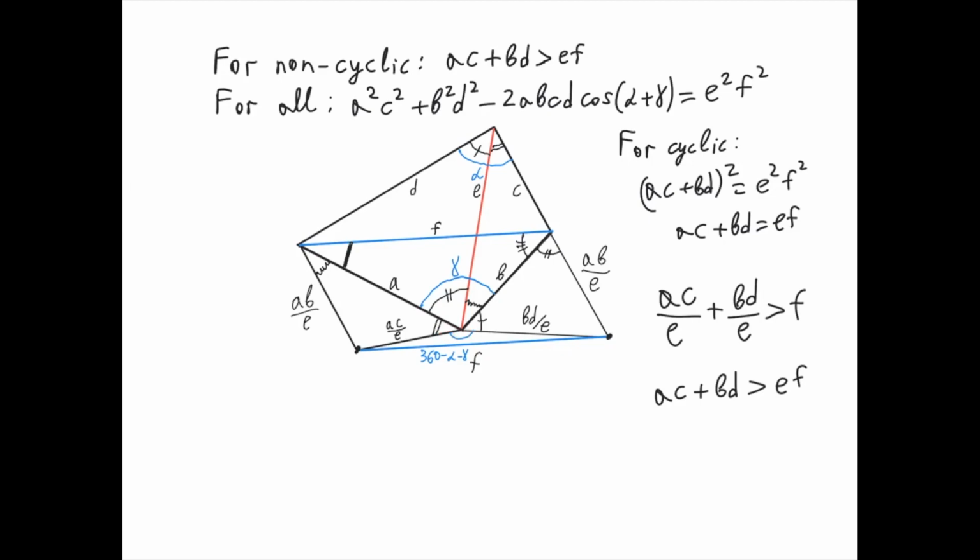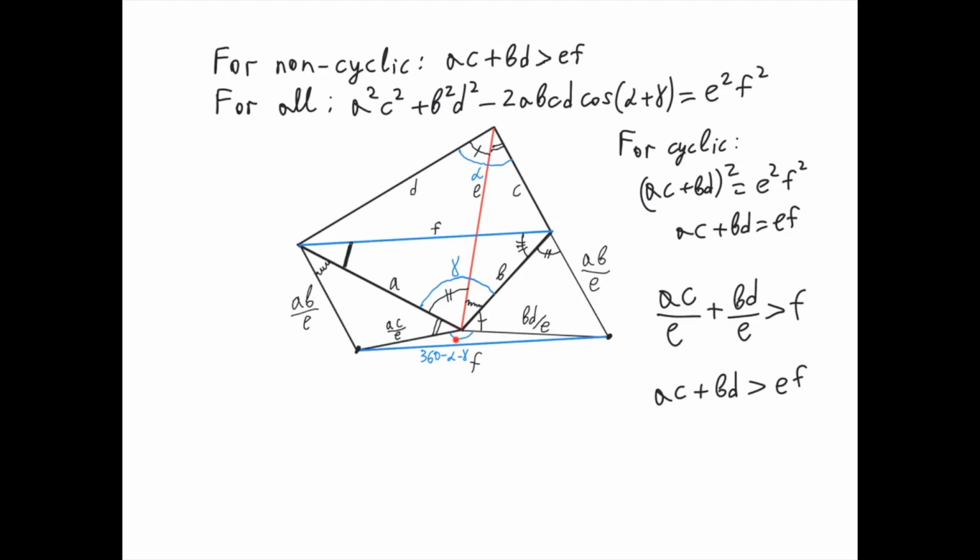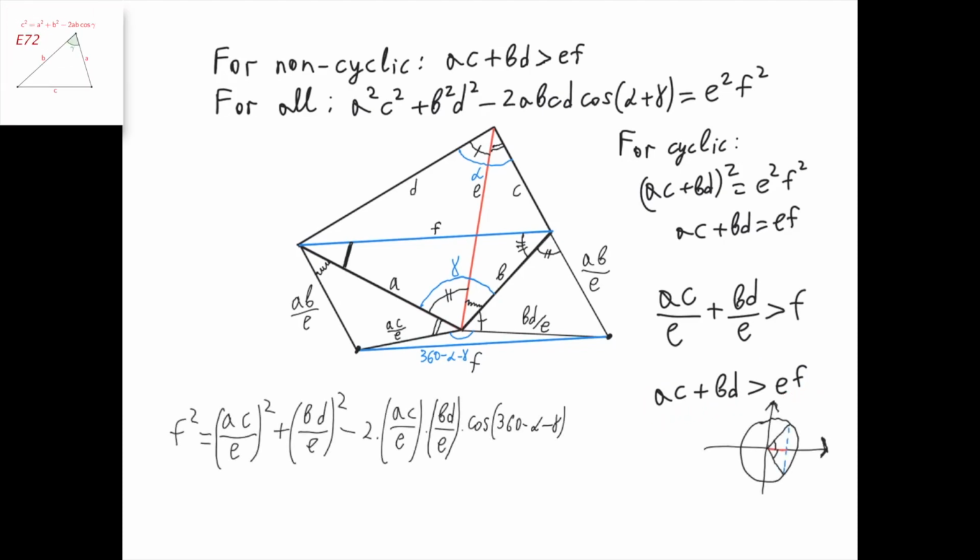Now suppose what would happen if that quadrilateral was cyclic. Then alpha plus gamma would be 180 degrees, and this angle would be 180 degrees, meaning that this point and this point lie on a straight line, in which case we would have AC plus BD equals EF. But if the quadrilateral is not cyclic, then this angle is definitely not 180 degrees, meaning that these 3 points define a triangle, and for this triangle we can apply the triangle inequality and get that AC plus BD is always greater than EF.